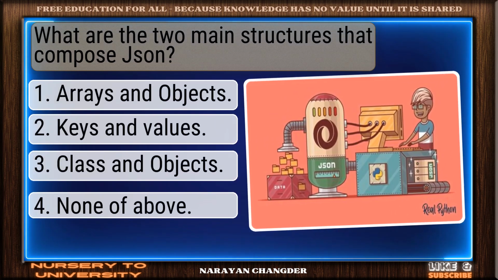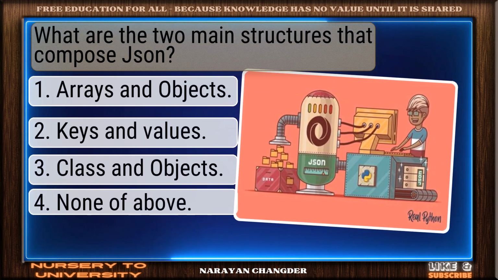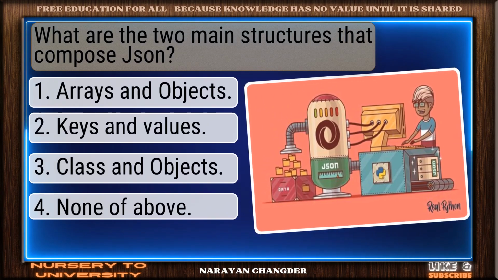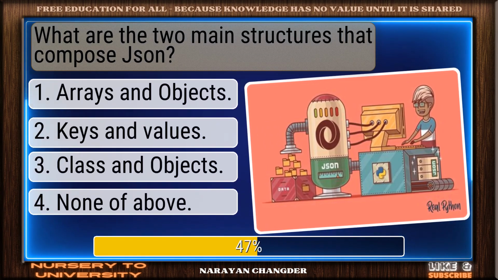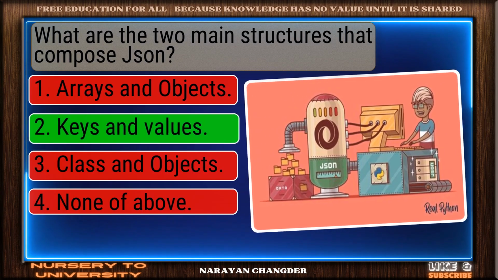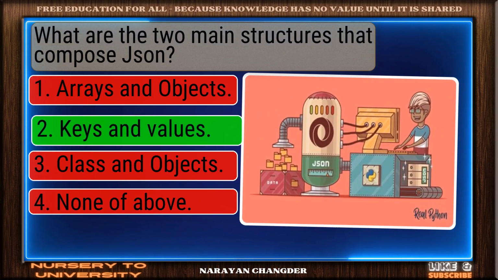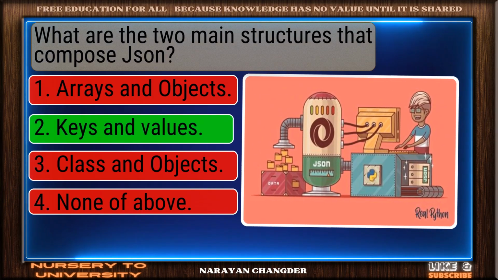Question number 32. What are the two main structures that compose JSON? Correct response. Keys and values is the most accurate answer.